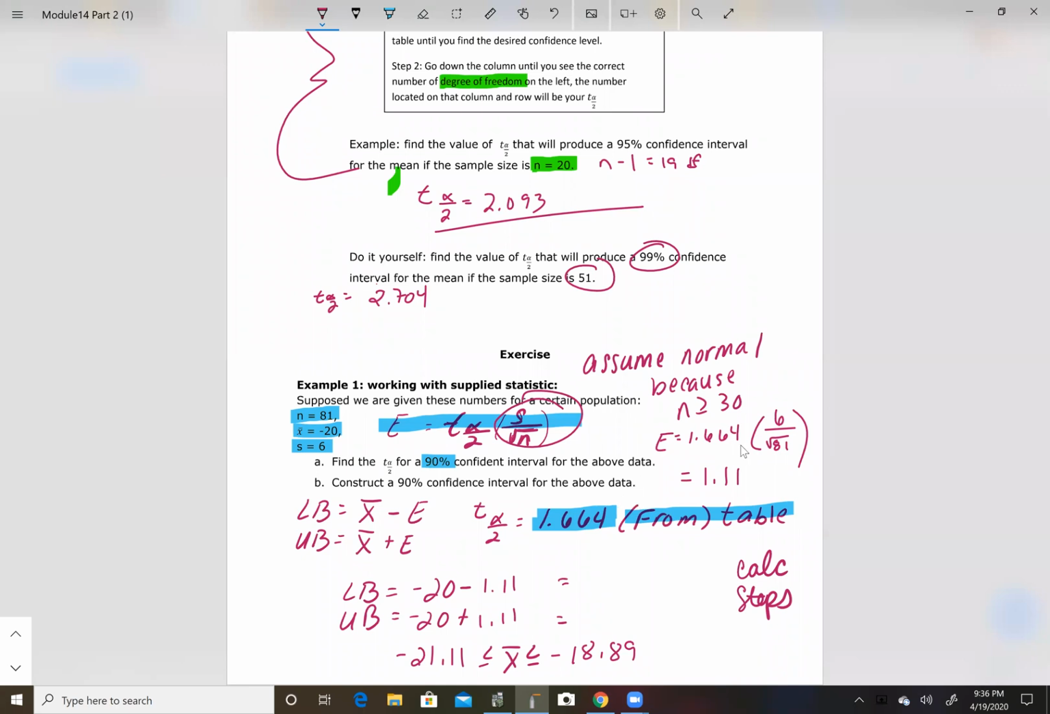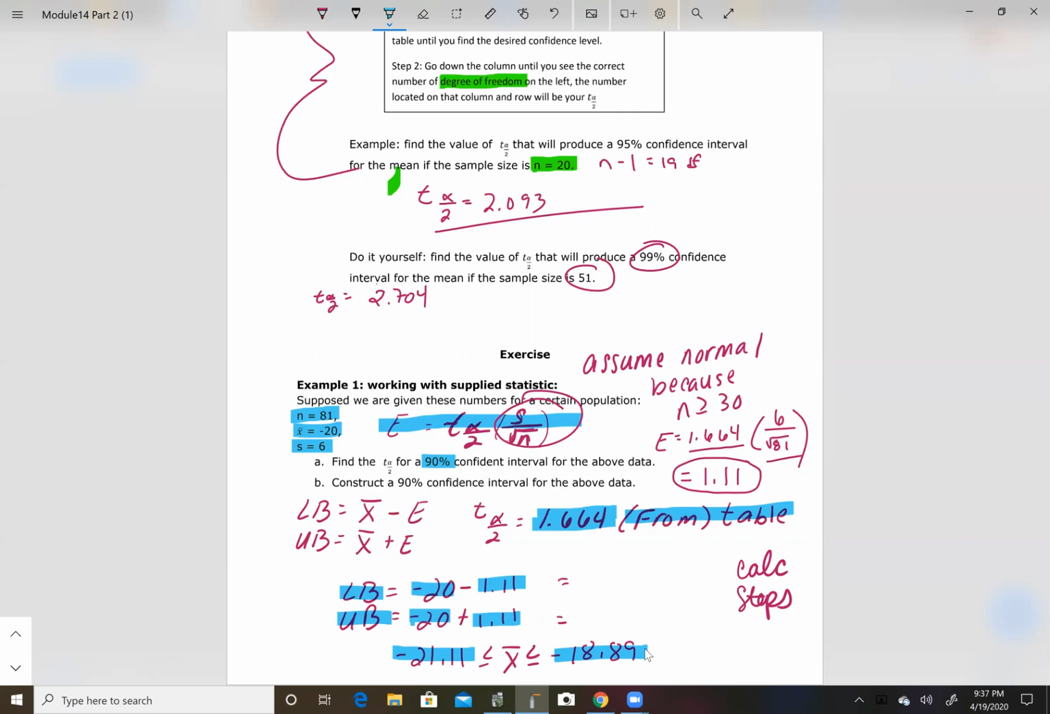Okay, so 1.1664, like we found in the table, times this gave us 1.11 in the calculator. And then I'm going down to find my lower bound by taking -20, which is my X bar, minus that number we just found. And to find the upper bound, I do -20 plus that number that I just found. If I do that, my lower bound is -21.11 and my upper bound is -18.89.